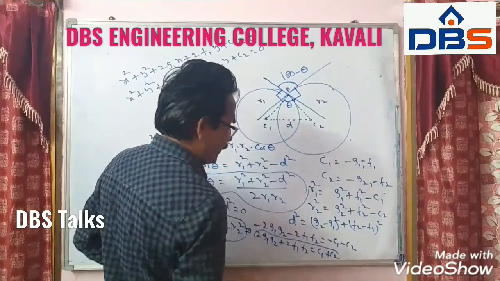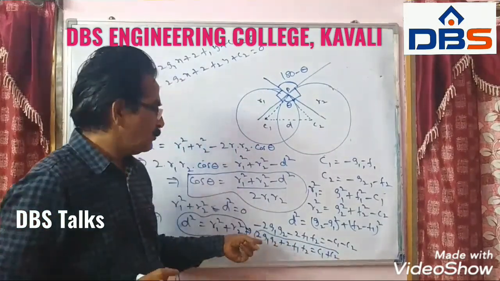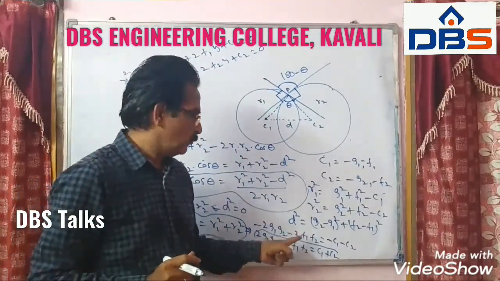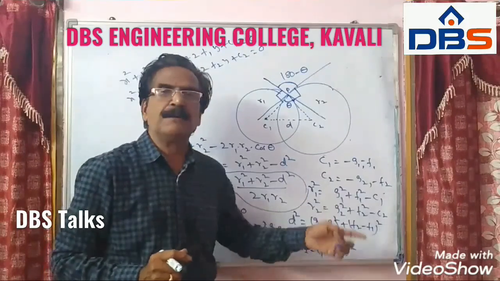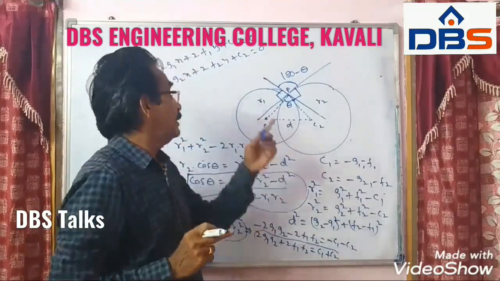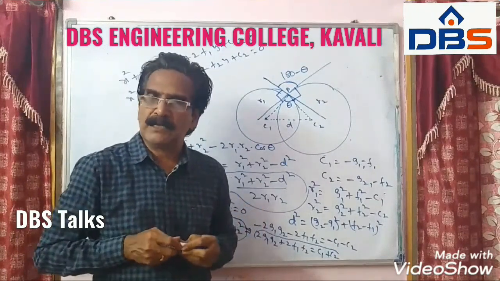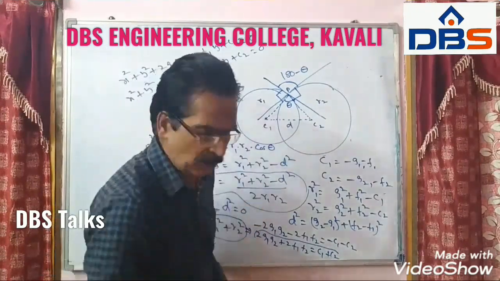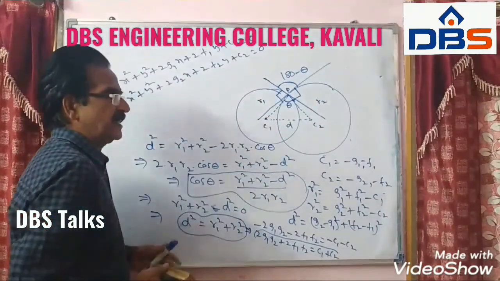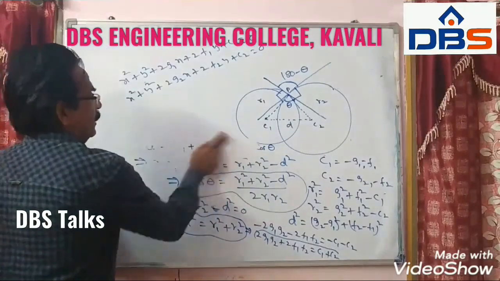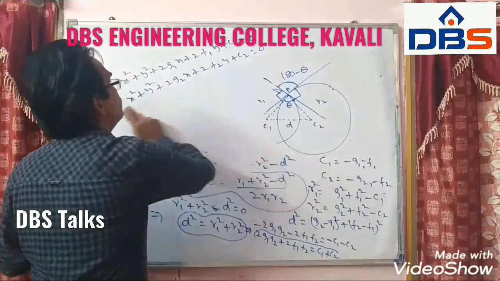This is another important conclusion, friends. 2g1 g2 plus 2f1 f2 is equal to c1 plus c2 when these two circles intersect orthogonally. Okay, friends, so that is a brief introduction of these circles.